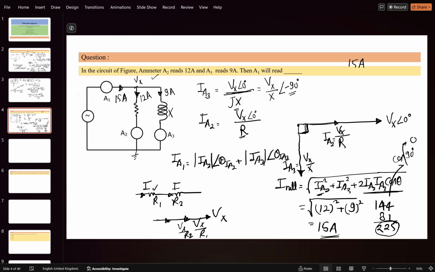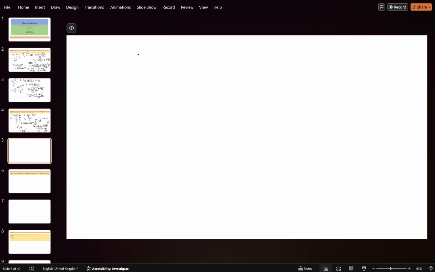Sir, how do you take the angles, sir? 0 and minus 90, those things. Okay, let me give you the reference. What I have done, I have considered that this is one circuit and this is another circuit. Something was connected here, some ammeter A1 was connected and some source was there.